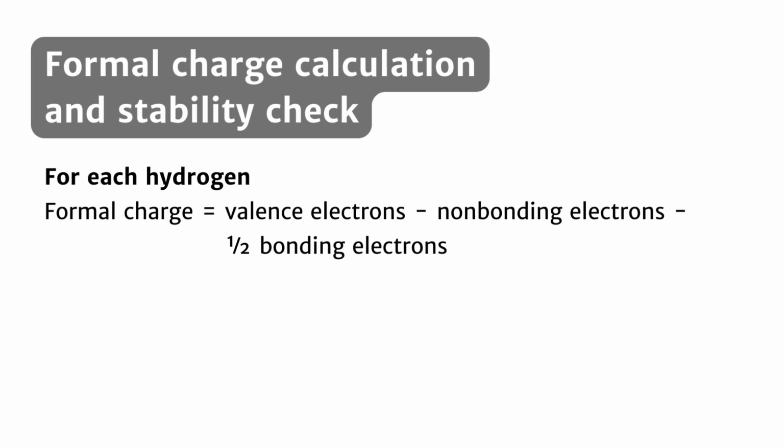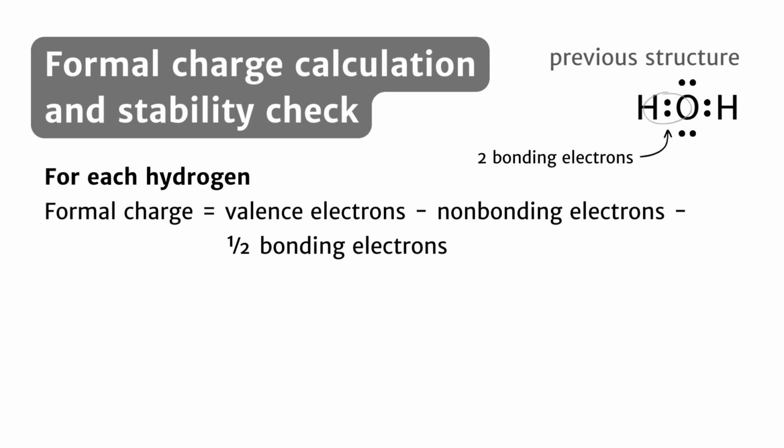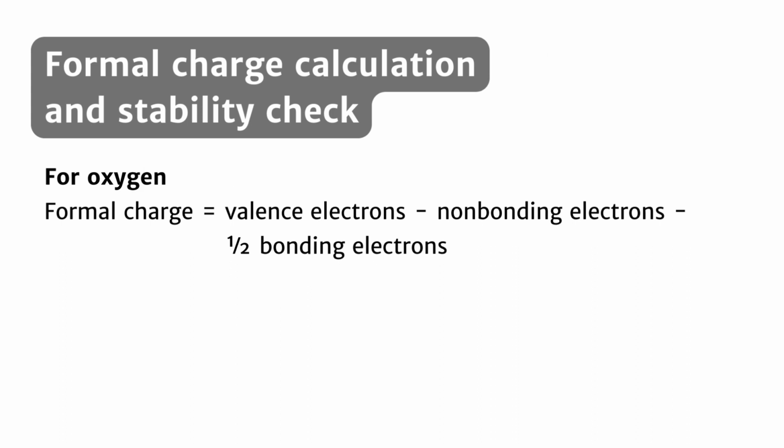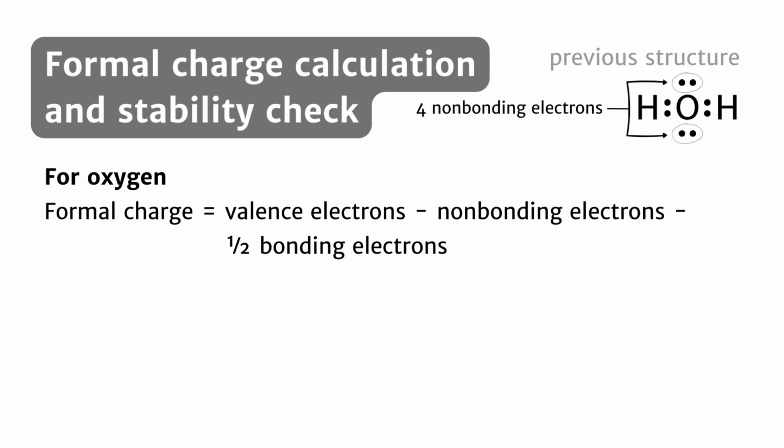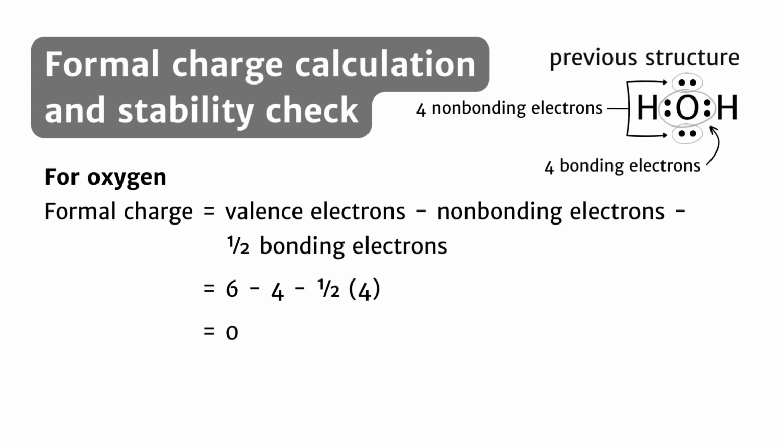For each hydrogen atom, valence electrons are 1, non-bonding electrons are 0, and bonding electrons are 2. So the formal charge will be equal to 1 minus 0 minus half times 2, which equals 0. For oxygen, valence electrons are 6, non-bonding electrons are 4, and bonding electrons are also 4. So the formal charge will be equal to 6 minus 4 minus half times 4, which equals 0.